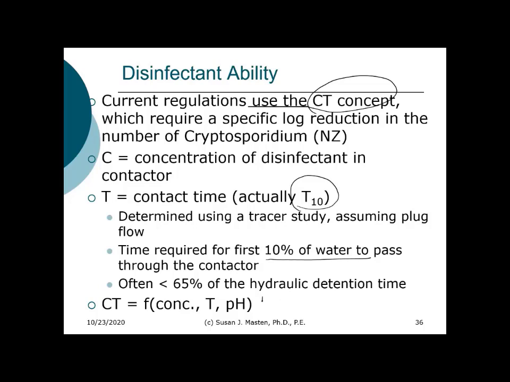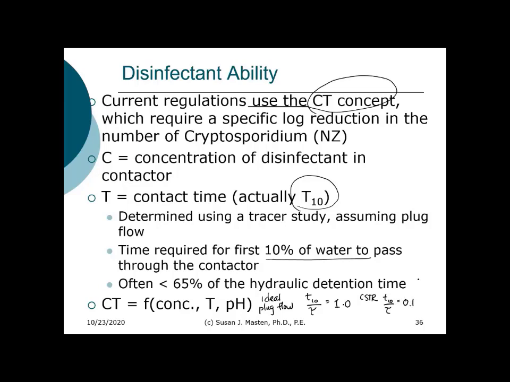So for an ideal plug flow reactor, T10 divided by the hydraulic detention time is equal to 1.0. So it's the same. So T10 and the hydraulic detention time is identical. It's equivalent. For a CSTR, the T10 divided by the hydraulic detention time is equal to 0.1.